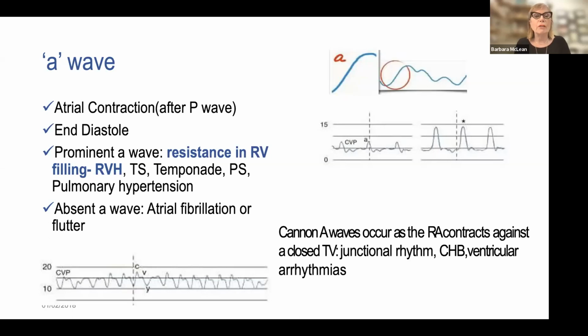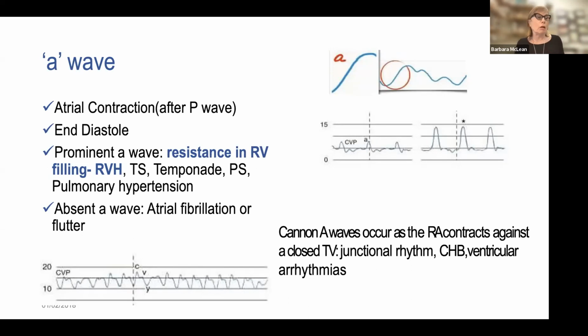Resistance to right ventricular filling. Now, that can occur because you have tricuspid stenosis, you've had an RV infarct, you have pulmonary hypertension, you have pulmonic stenosis, you have a cardiac tamponade. So knowing that you have an A wave doesn't give you the end diagnosis. Knowing that you have a large A wave tells you that you have resistance, and it's your job to figure that out. Oh, you've got a tamponade.